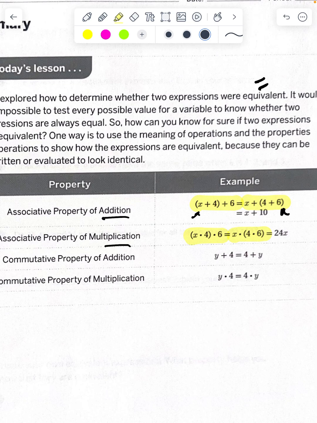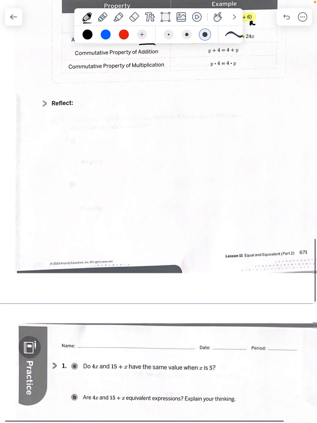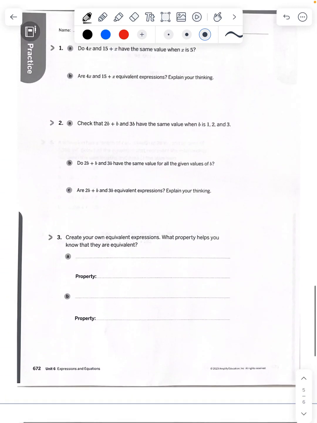No matter what, you're still going to get the same answer, just the groupings are different, and that's the associative property of multiplication. And then we have the commutative property of addition, and then the commutative property of multiplication. So y plus 4 is the same as 4 plus y, or y times 4 is the same as 4 times y.